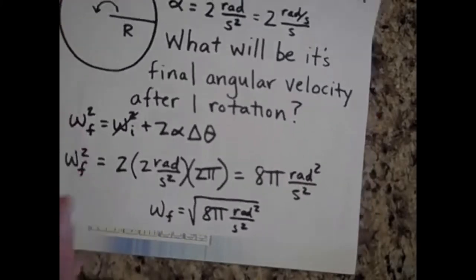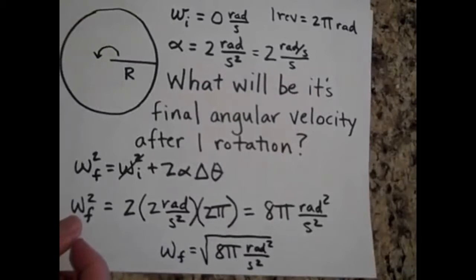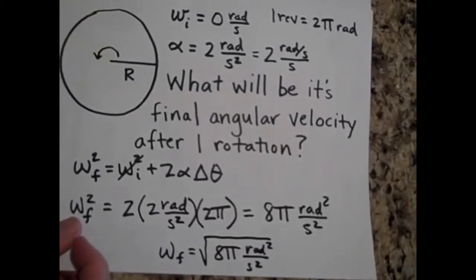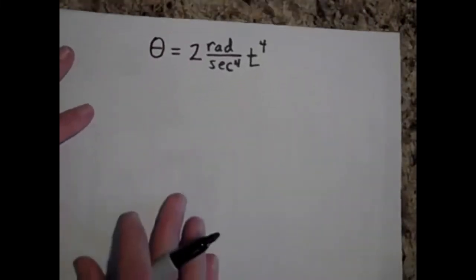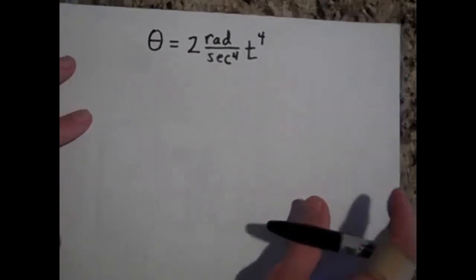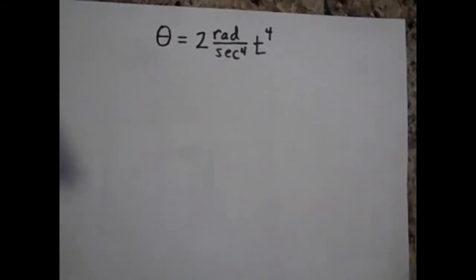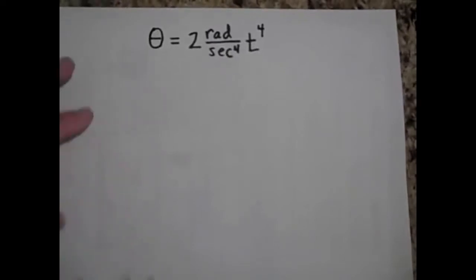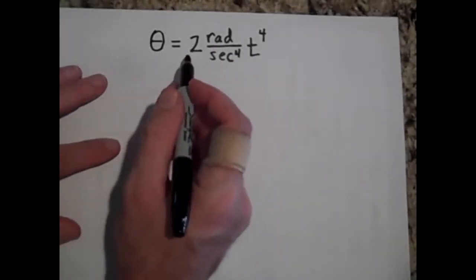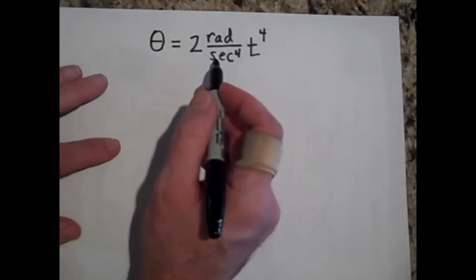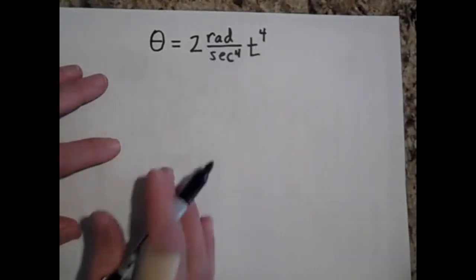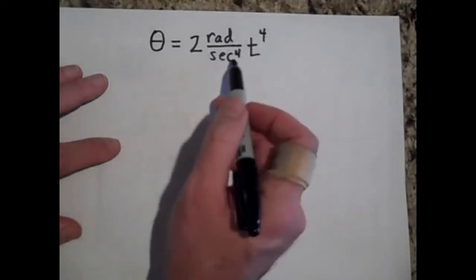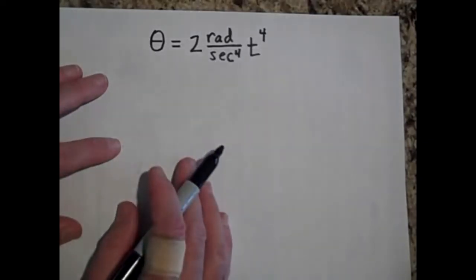Okay, well, you know, not all rotational motion has constant acceleration. How do you handle it if the acceleration is changing? Well, you need to know just how it's changing with time. Let's say we're given that theta is 2 radians over seconds to the fourth times t to the fourth. See how if I put in a time there, I just get radians? Because this will be seconds to the fourth, and that would cancel that seconds to the fourth.